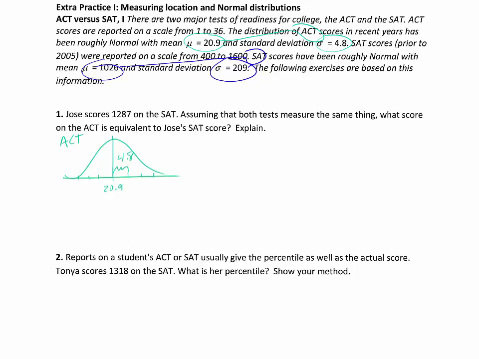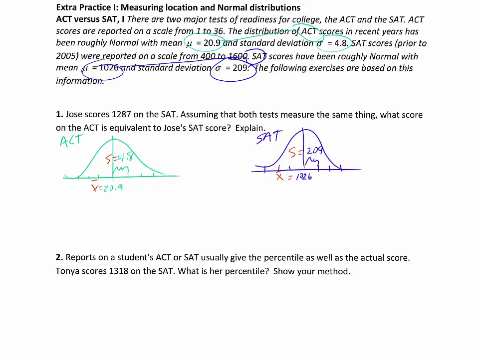Let's go ahead and let's draw our diagram for the SAT. So here's the SAT. Draw our curve. We got the middle. 1, 2, 3 to the right. 1, 2, 3 to the left. The middle, the mean here is 1026. And then the distance between each tick mark is 209. That's our S. So that's X bar. This is S.